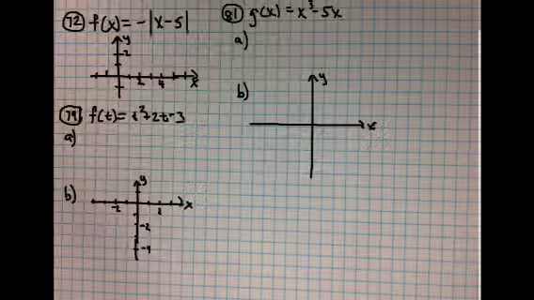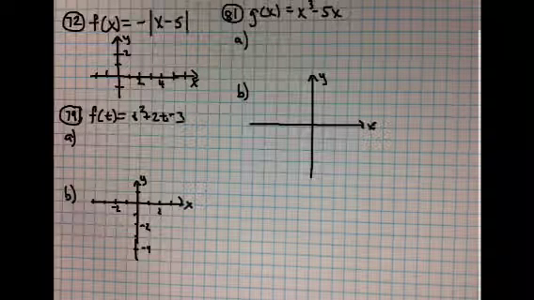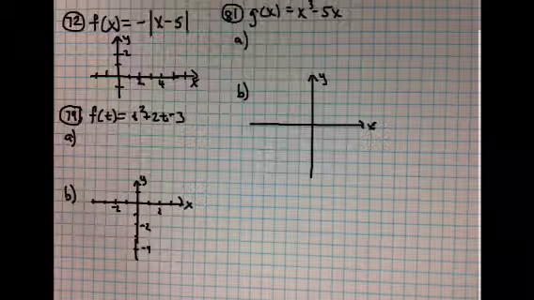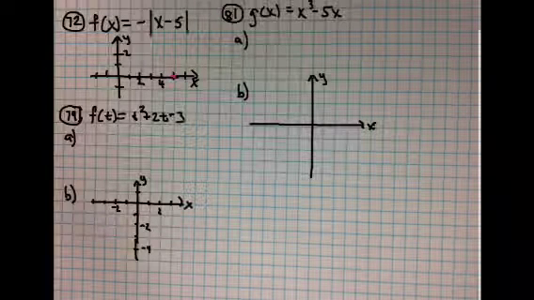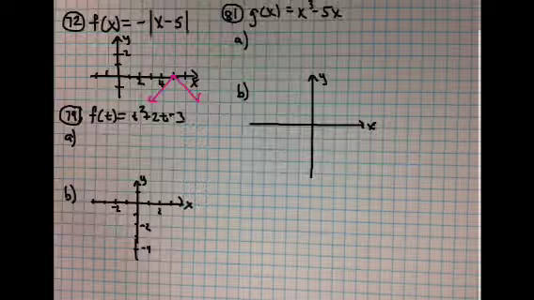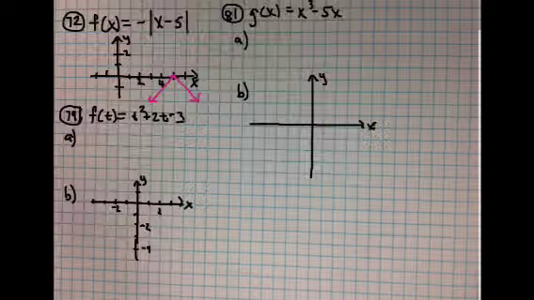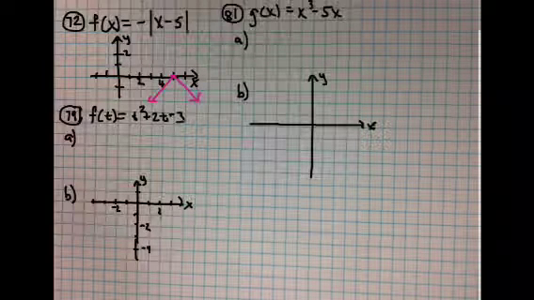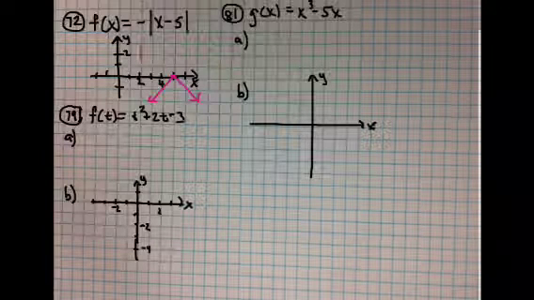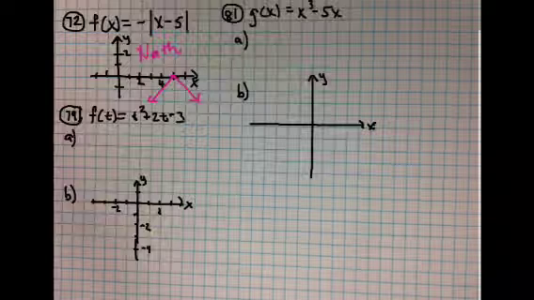Alright, for 72, it's another absolute value function. So, let's see, we start on 5. The vertex is at 5, and it's opening down. So it goes this way. Okay, so this one is not symmetric with respect to the y-axis and not symmetric with respect to the origin. So this one is neither.